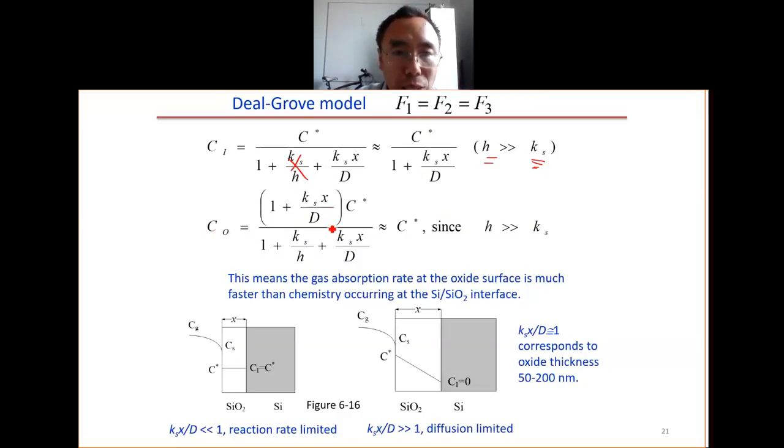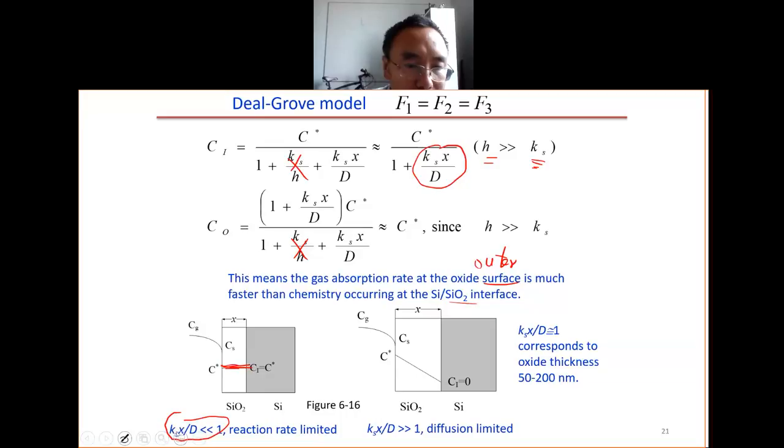Then C0 is given by this one; again, ignoring this term, it equals C star. This means the gas absorption rate at the oxide surface is much faster than the chemical reaction at the silicon and silicon oxide interface. Then there are two possibilities. The first is this term here, which is much less than 1. Then we have Ci equal to C star. So we have this one nearly flat. This is called reaction rate limited.